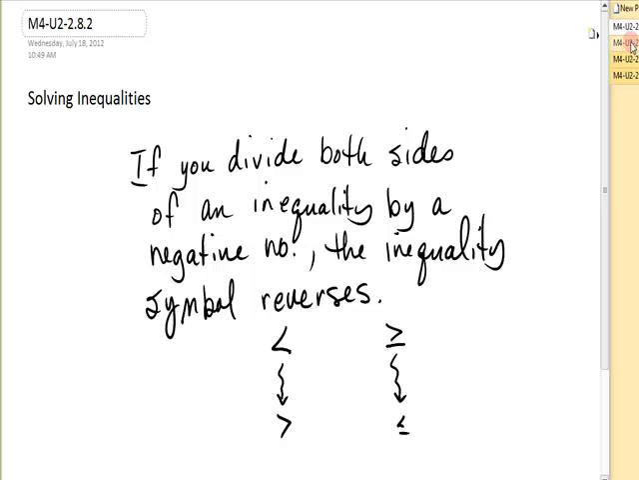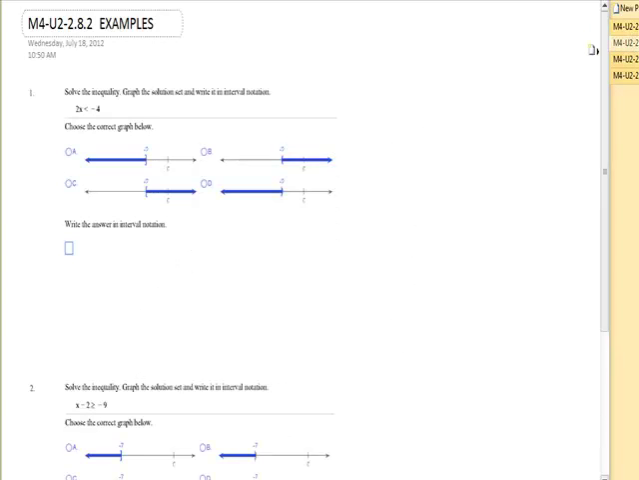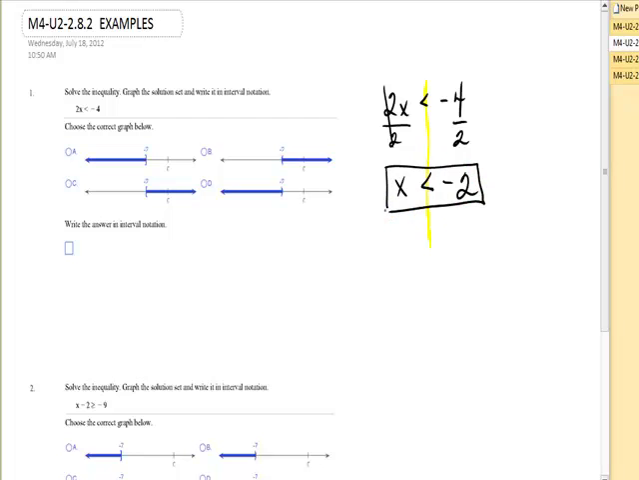So let's solve. After we solve, we'll do a number line graph and we'll do an interval. All right, number one. I have 2x is less than negative 4. Well, I treat the inequality symbol just like I treated the equal sign. I have the variable isolated. I'm going to divide both sides by 2, which is not a negative number. So x is less than, keep that, negative 2. All right, there's my inequality.